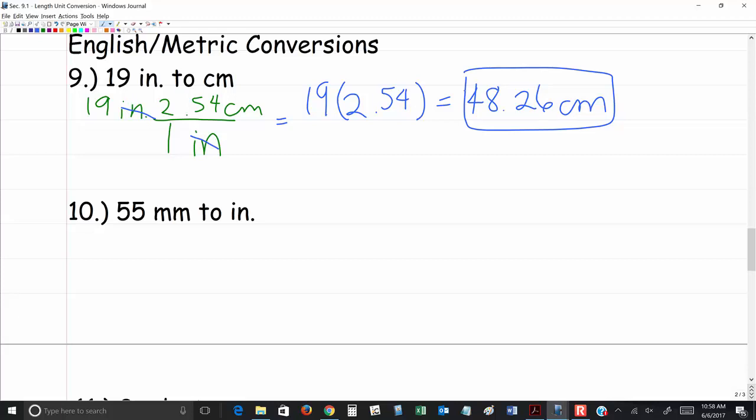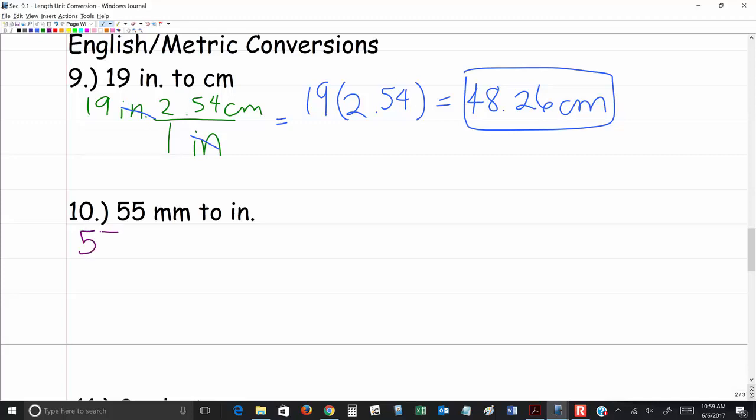And then number 10, millimeters to inches. I don't have a conversion factor that goes directly from millimeters to inches, but I know how to convert millimeters to centimeters, and then I can convert centimeters to inches. So that's what I'll do.